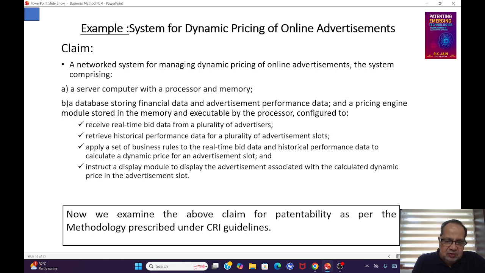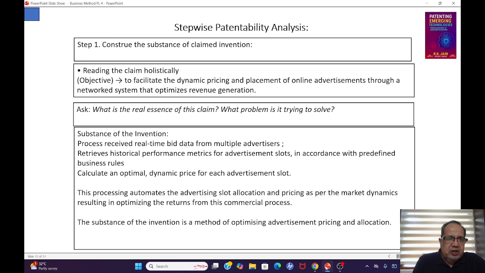Now we examine the above claim for patentability as per the methodology prescribed under the CRI guidelines, which we just explained. The very first thing is that we construe the substance of the claimed invention. So reading the claim holistically, what is the objective? It facilitates the dynamic pricing and placement of online advertisements through a network system that optimizes revenue generation.